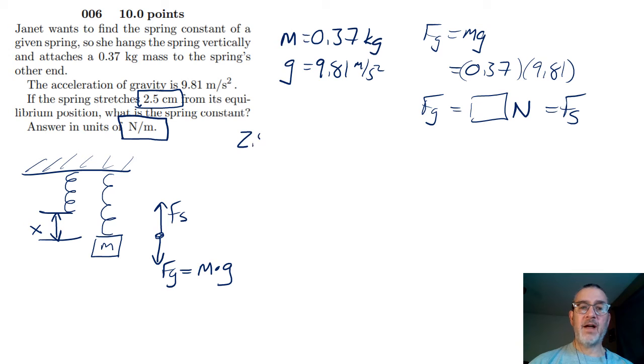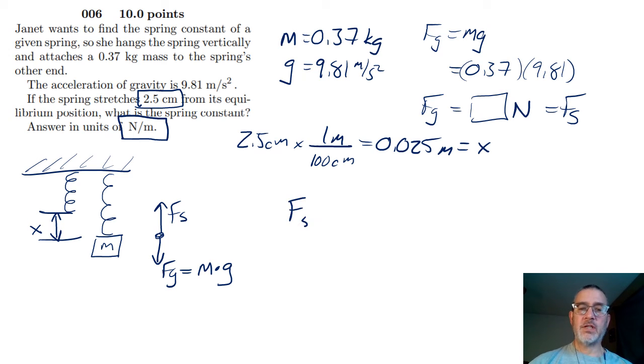So 2.5 centimeters times, we know that there are 100 centimeters in 1 meter. So that would give me 0.025 meters is the x. Now we want the spring constant, and we know that the force in the spring is the spring constant times the amount the spring is stretched.